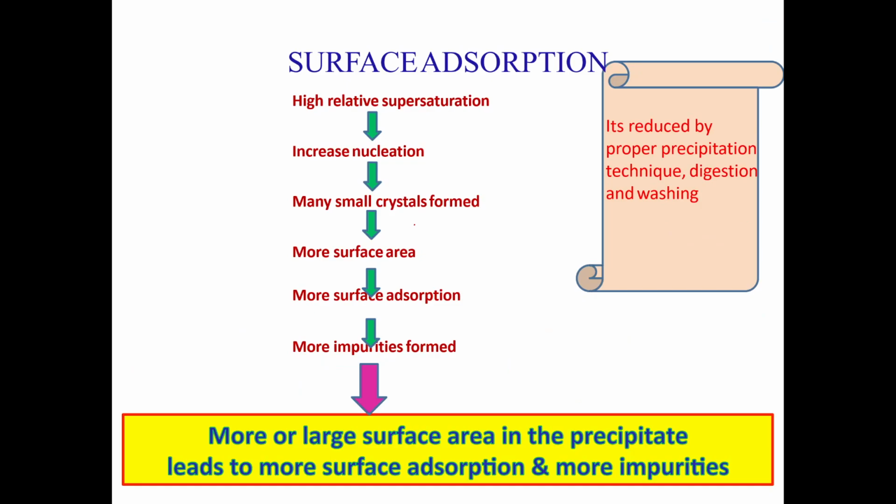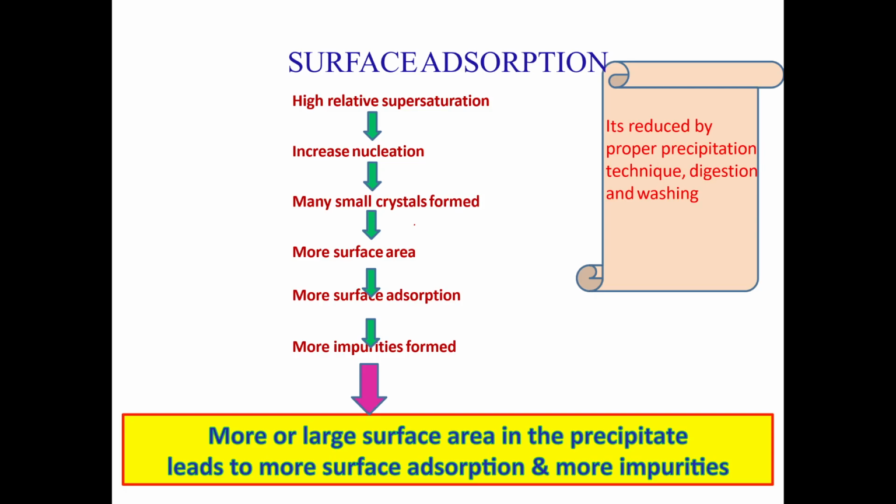Next is the surface adsorption. High relative supersaturation will also increase the nucleation. When the nucleation is increased, many small crystals form, and the small crystals produce more surface area. When the particle has more surface area, there is more surface adsorption. When there is more surface adsorption, that means more impurities can be formed. So more surface area in the precipitate leads to more surface adsorption and more impurities.